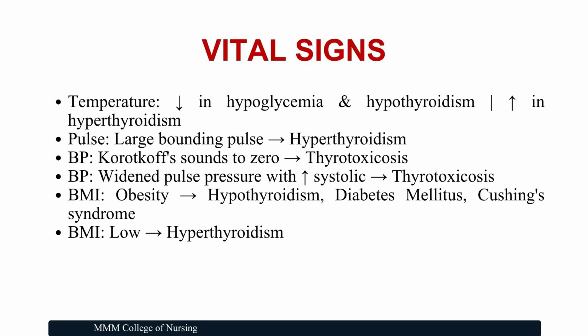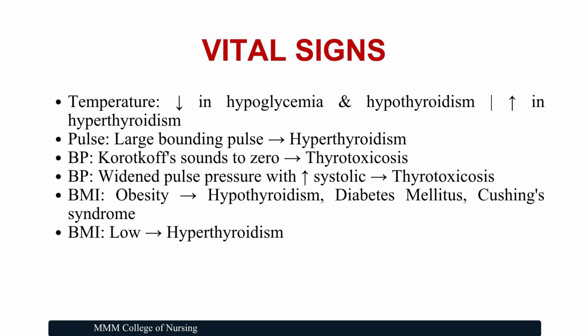Okay, first we'll see vital signs and BMI. These are very important parameters. In hypothyroidism, temperature will be decreased. In hyperthyroidism it is the opposite, increased. And a bounding pulse is present in hyperthyroidism.